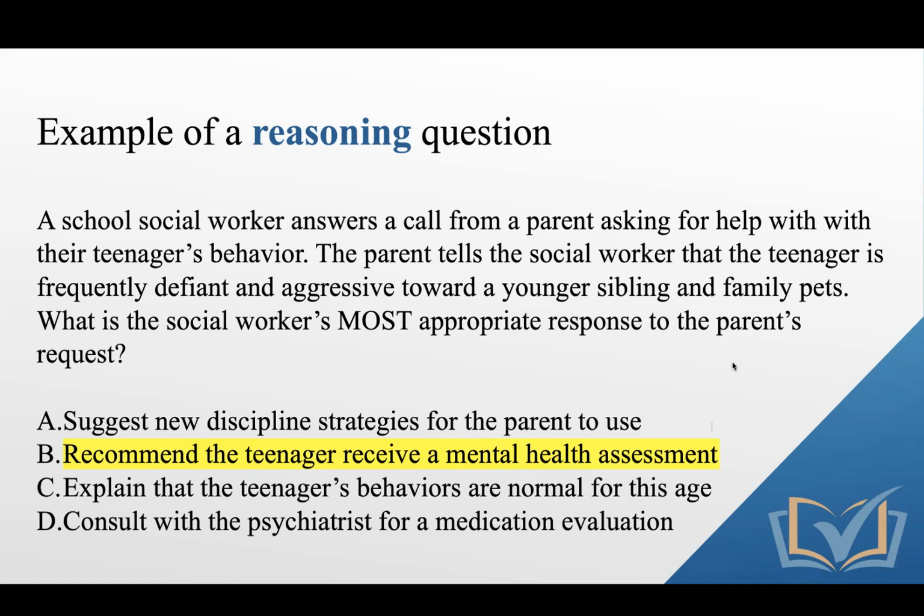Suggest new discipline strategies for the parents to use. I'm not going to do A because A doesn't address my immediate problem. And my immediate problem is that this teenager is being defiant and aggressive towards siblings and family pets. That doesn't really address my immediate problem. And if you look at the qualifier word most, in the last sentence, it's asking, what is the social worker's most appropriate response to the parent's request? So I need to respond to this parent's request, right? And the request is about their concern with their teenager. So I need to address that. So B is my answer.